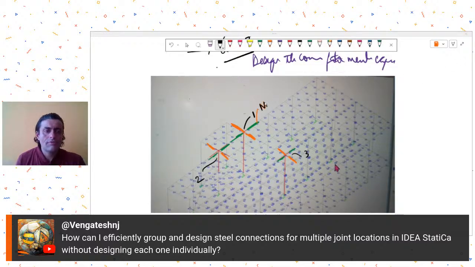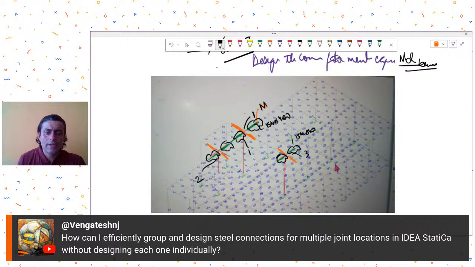So if you were to design the connection for the design moment capacity of the beam, not the analysis moment, then basically it would mean that wherever you have this beam, you can provide a typical connection. So if this was, let's say, ISMB, just taking an example, 400, wherever you have an ISMB 400 connecting into your steel column, you could just use the same connection.